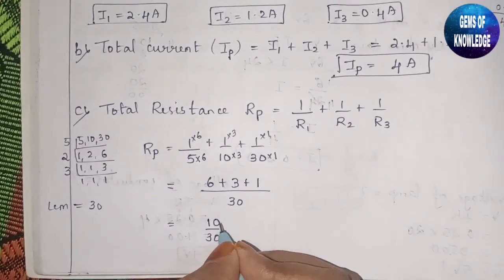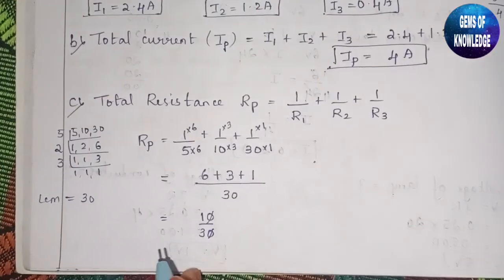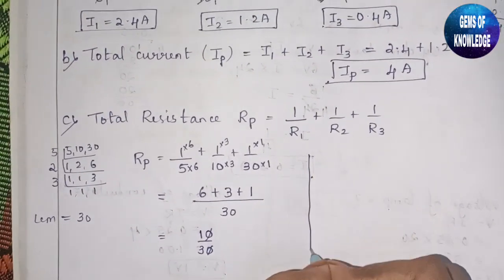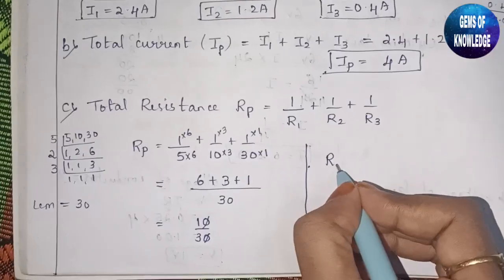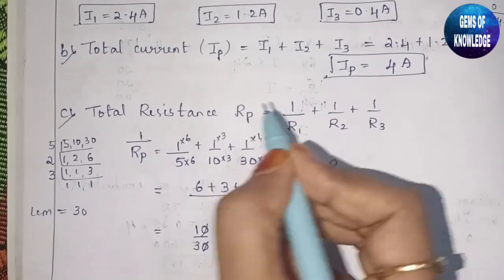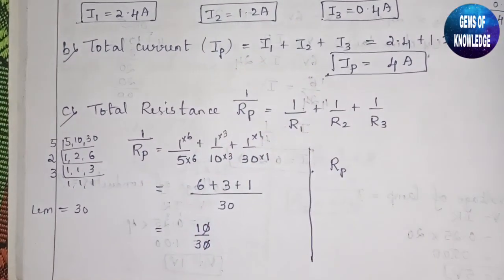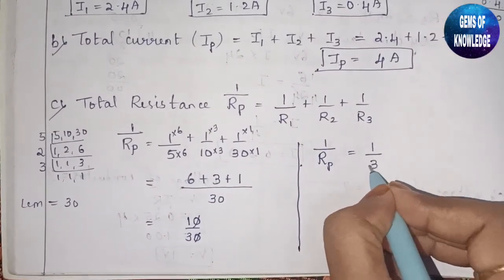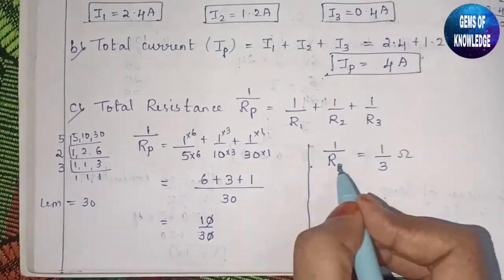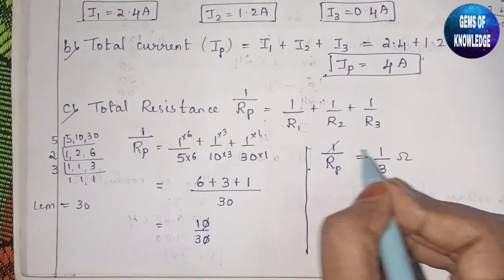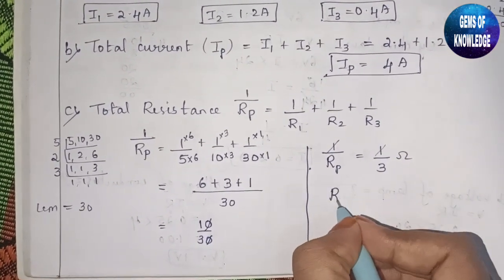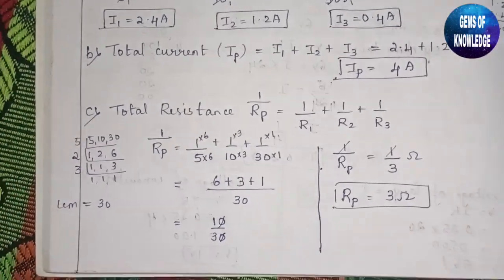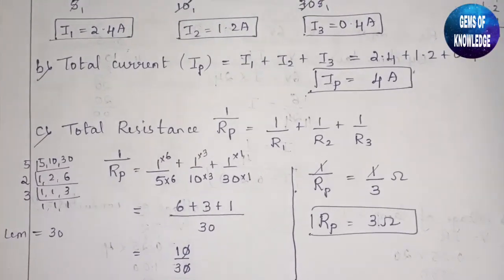10 by 30, 0 and 0 cancel. Sorry, this is 1 by Rp, just the formula changed. 1 by Rp is equal to 1 by 3 ohms. So if we cancel, Rp is equal to 3 ohms. Okay, so this is the answer.